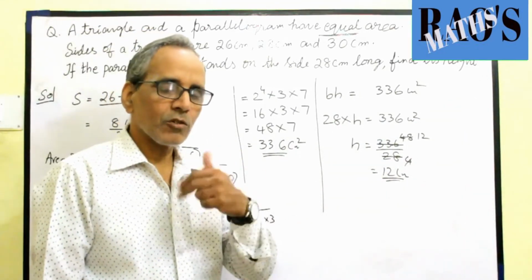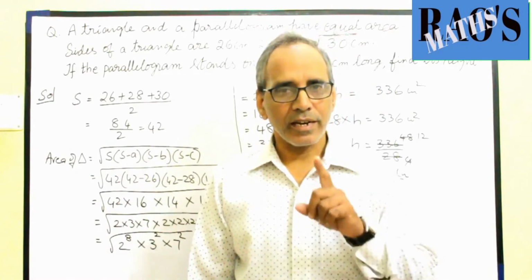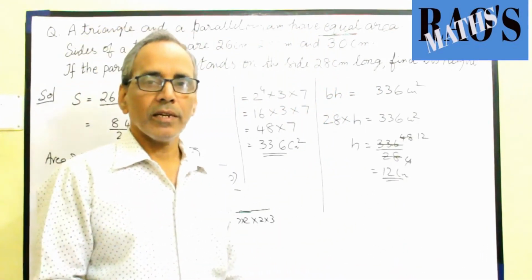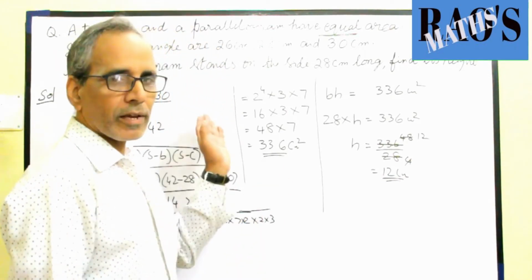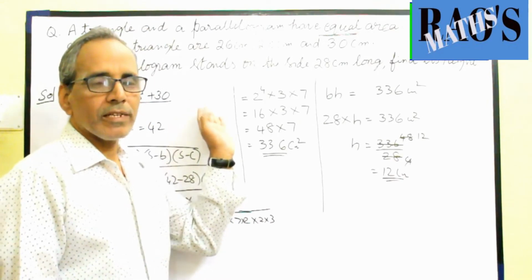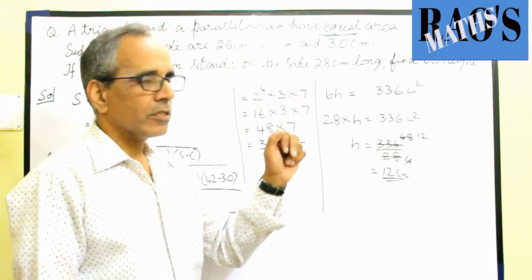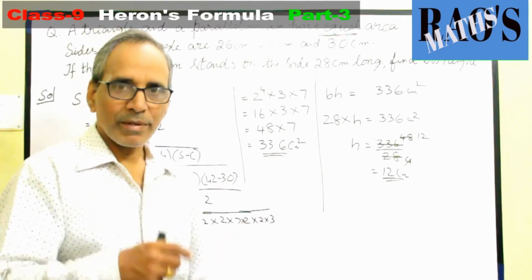Today we discussed two questions: using Heron's formula, finding the height of the triangle, and using Heron's formula, finding the height of the parallelogram. Both are same. Initially we find the area of the triangle and we equate it to BH to find the height of the triangle and BH to find the height of the parallelogram. There is one more hot question coming now.